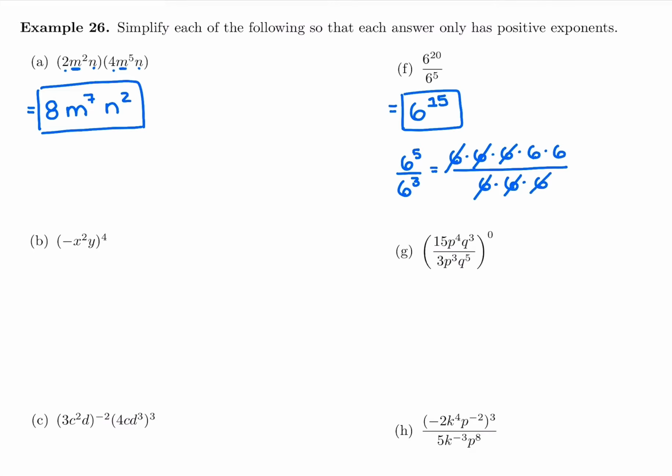We would cancel out as many 6's as we can, and we'd be left with 6 to the 2, which is the exact same thing we would have gotten by subtracting these. 5 minus 3 would give us 6 to the 2. So it doesn't just simply equal 1. We would do subtraction to figure out the new exponent.